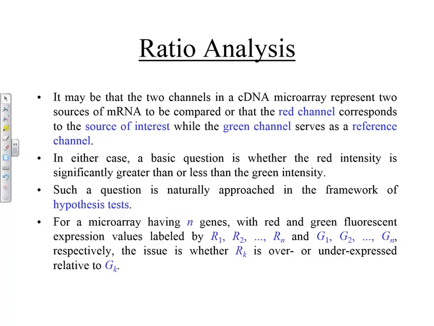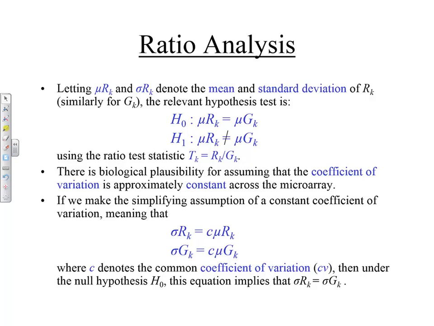So at each spot, the red intensity is a random variable, the green intensity is another random variable, right? So let mu sub r sub k and sigma sub r sub k denote the mean and standard deviation of this random variable for the red intensity, right? And the same thing for the green intensity, g sub k.